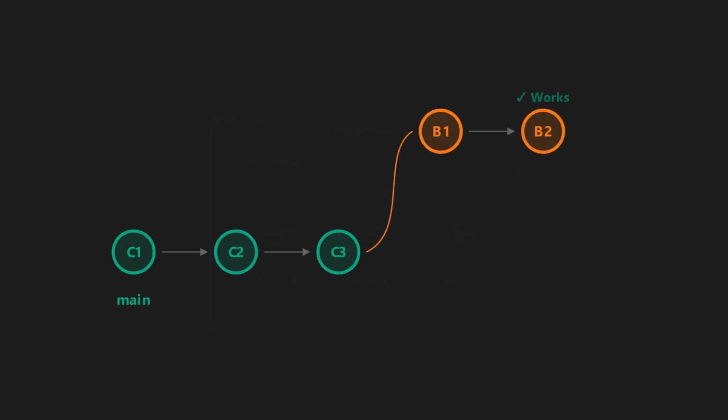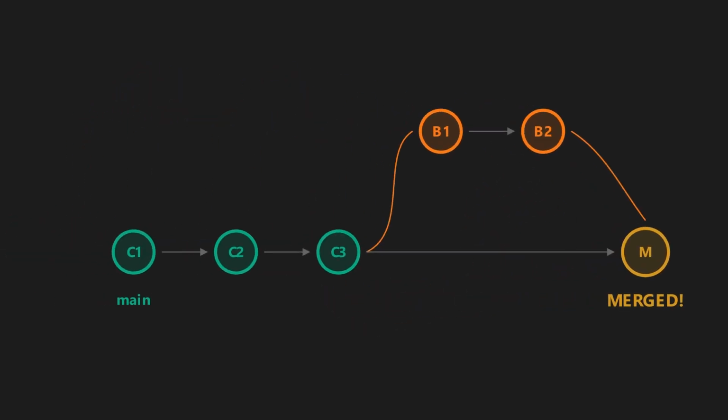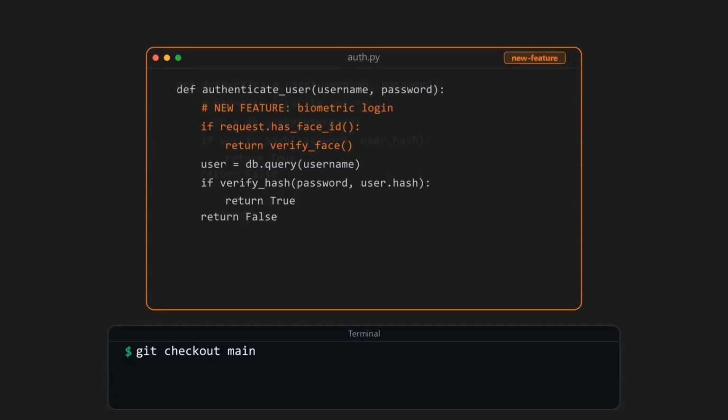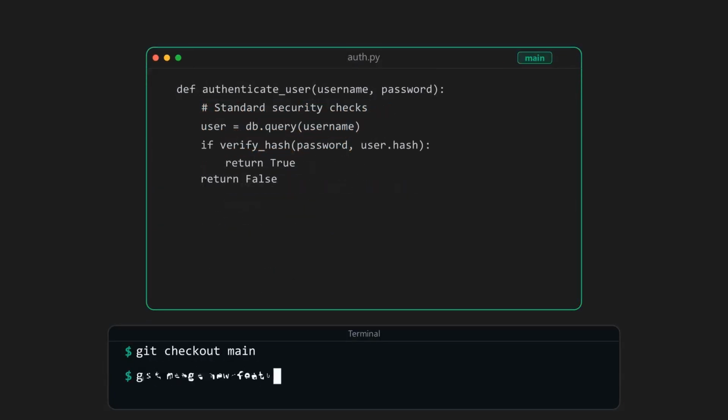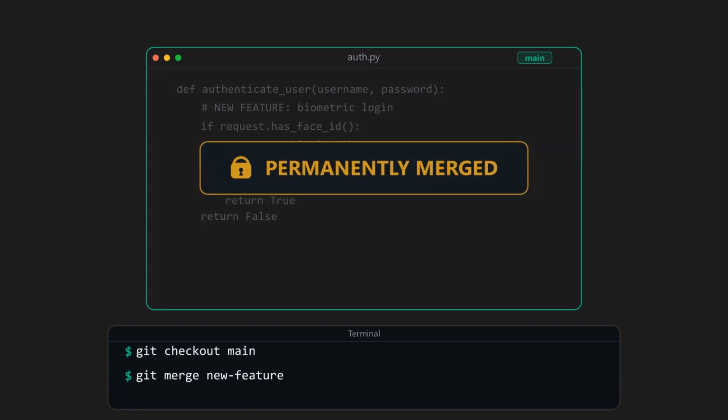Okay, you just finished working on the new feature. It works. The app isn't crashing. Now what? You bring those changes back into your main project by merging. First, you jump back to your stable code by typing git checkout main. Then you absorb the parallel universe by typing git merge new feature. Your new feature is now permanently part of the stable code.